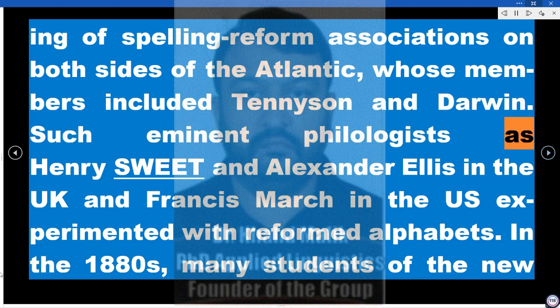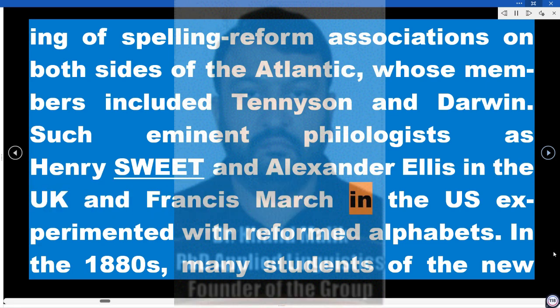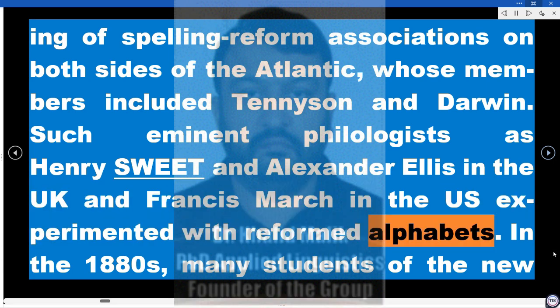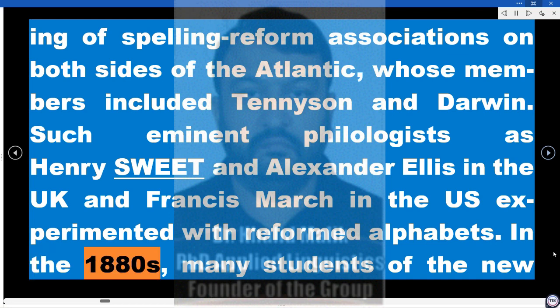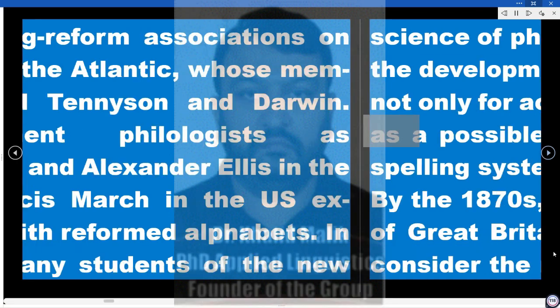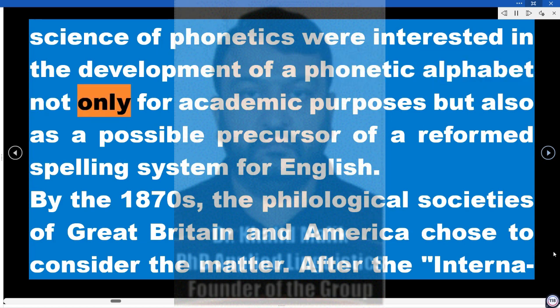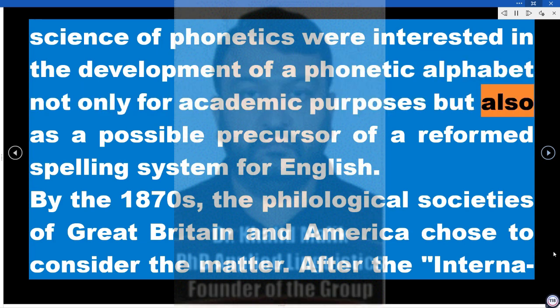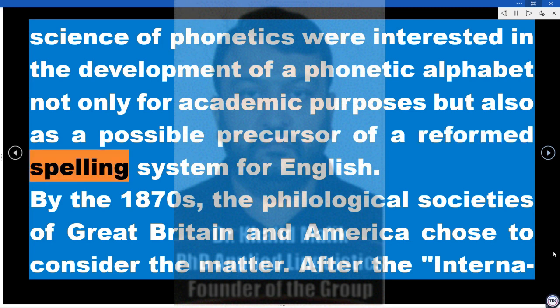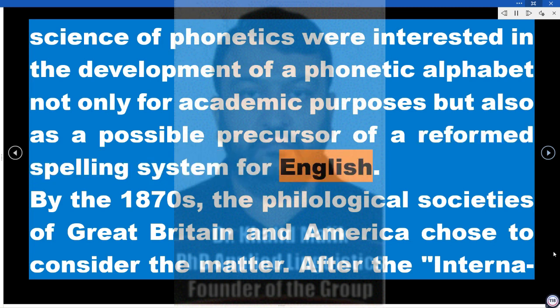Such eminent philologists as Henry Sweet and Alexander Ellis in the UK, and Francis March in the US experimented with reformed alphabets. In the 1880s, many students of the new science of phonetics were interested in the development of a phonetic alphabet not only for academic purposes, but also as a possible precursor of a reformed spelling system for English.